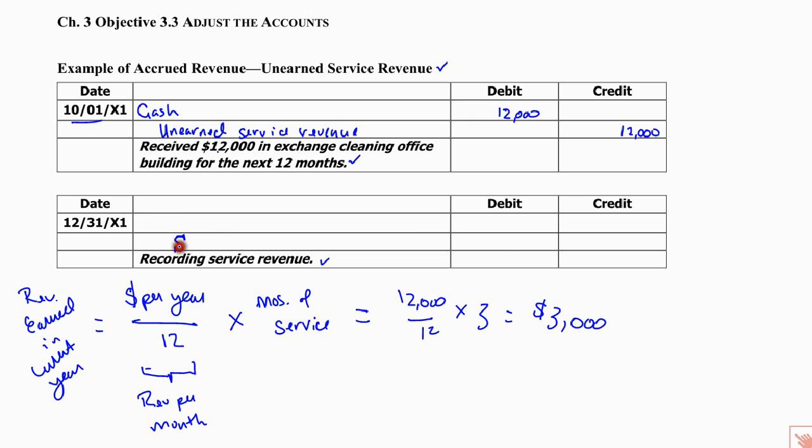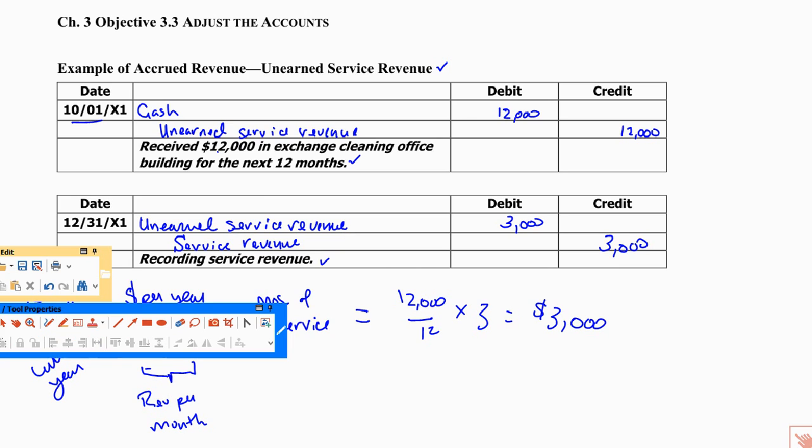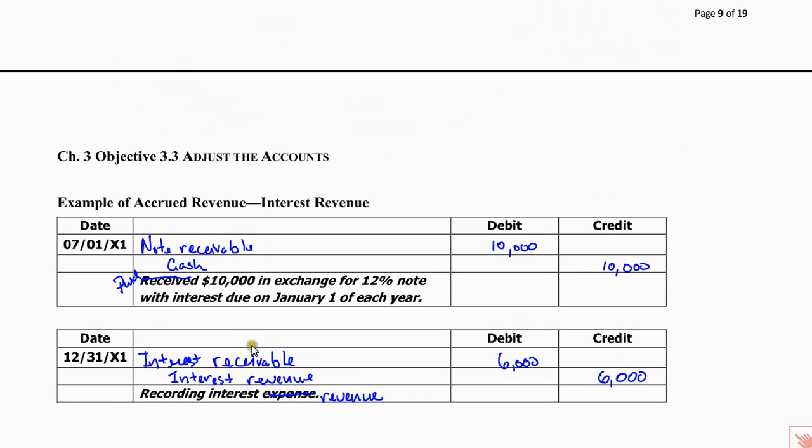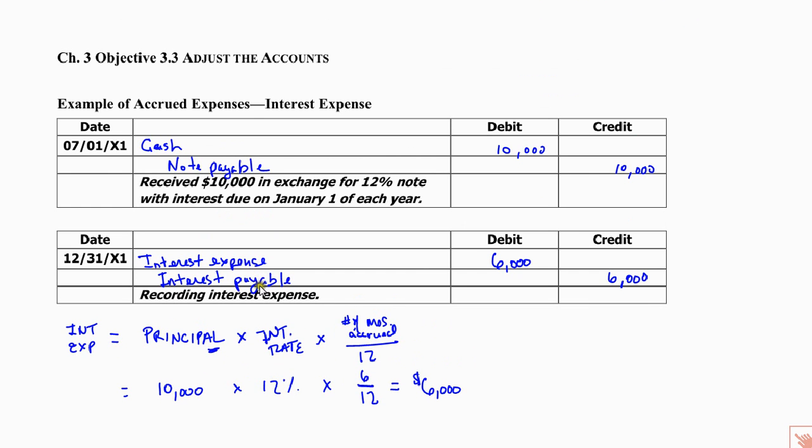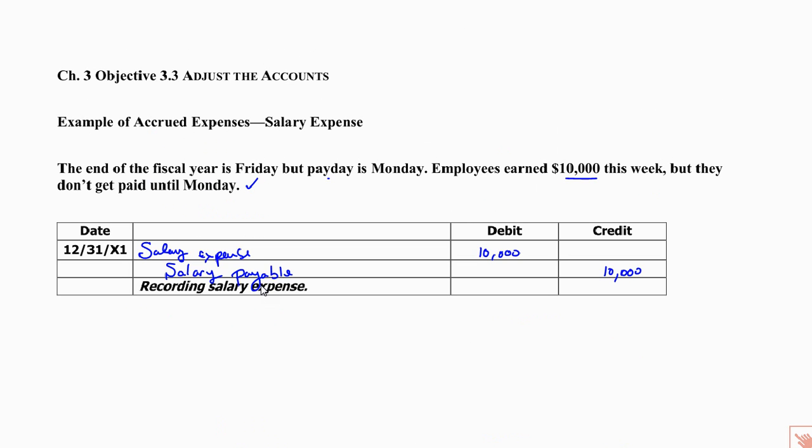All right, we're going to record revenue, which is a credit of 3,000. And the question is, what account is debited? Well, we're going to reduce the liability, unearned service revenue. So if you look at these accruals, you may notice in this last one, what we did was reduce the liability and recognize service revenue. In the interest revenue, we recognized an asset and recognized revenue. In the interest expense, we recognized expense and recognized the liability. And for the salary expense, we recognized expense and also a liability.